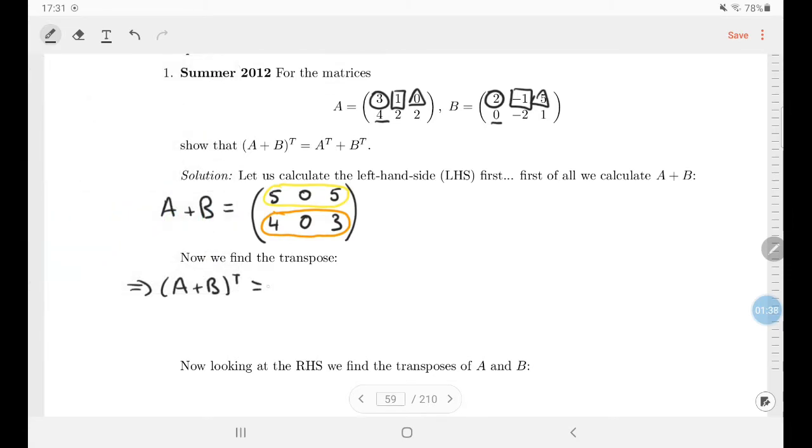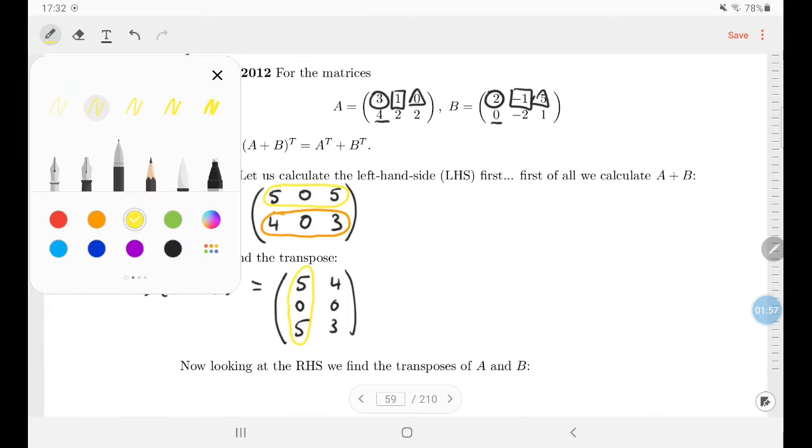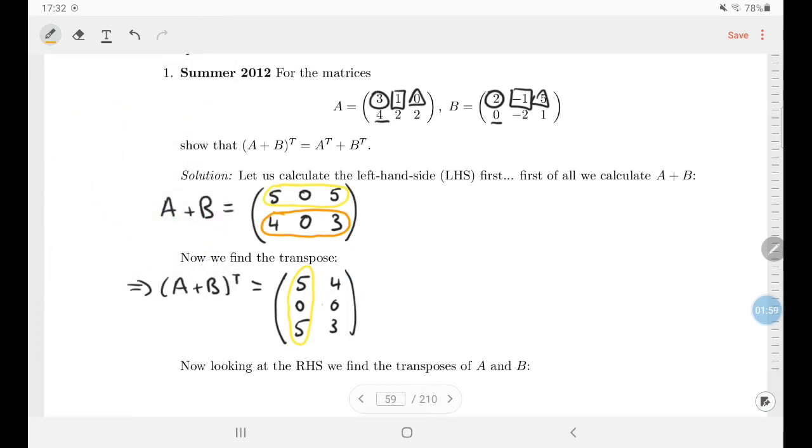So the first row, 505, becomes the first column. And you can do this, by the way, with columns to rows, you get the same thing. 505. And the second row, 403, becomes the second column, 403. And just to be absolutely clear in what we're doing, the first row became the first column and the second row became the second column. Okay, so we want to show that this is the same as A transpose plus B transpose.